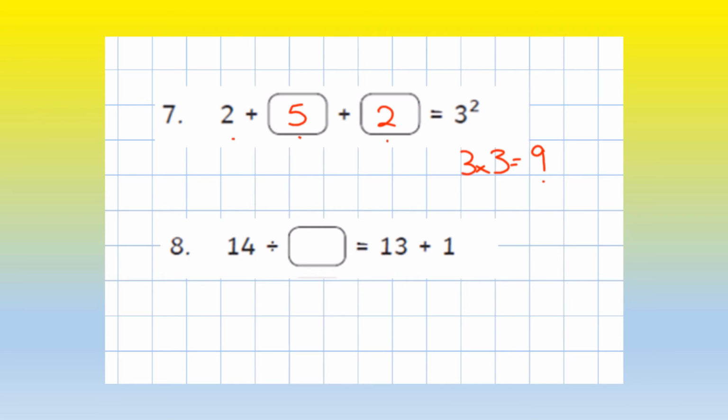So 14 divided by something is the same as 13 plus 1. Well, 13 plus 1 is 14. So if that's 14 and that's 14, it can only be 14 divided by 1. So 14 shared by one person leaves you with 14.